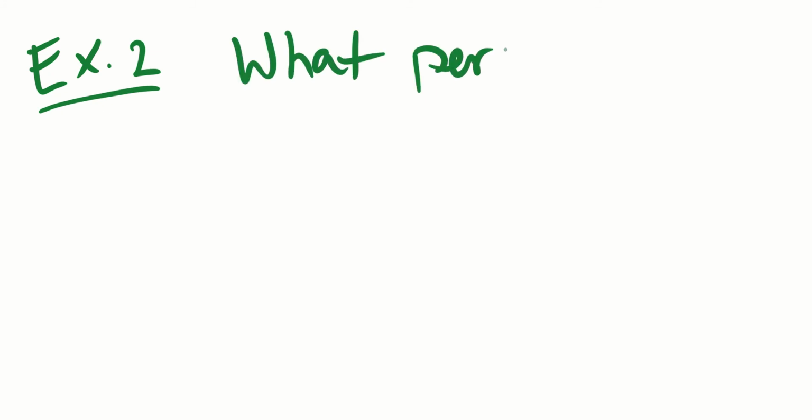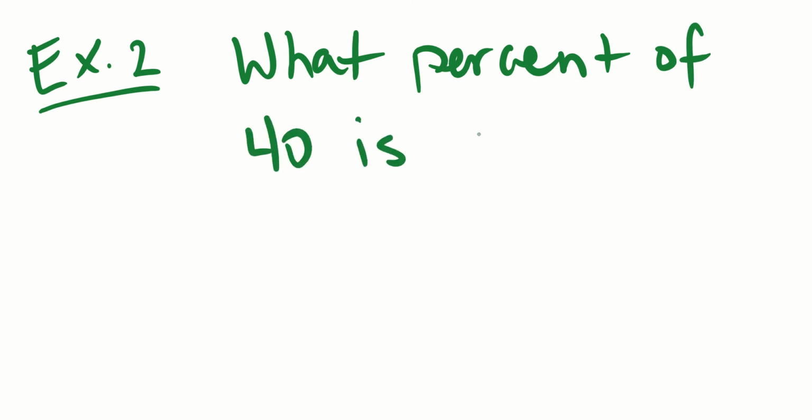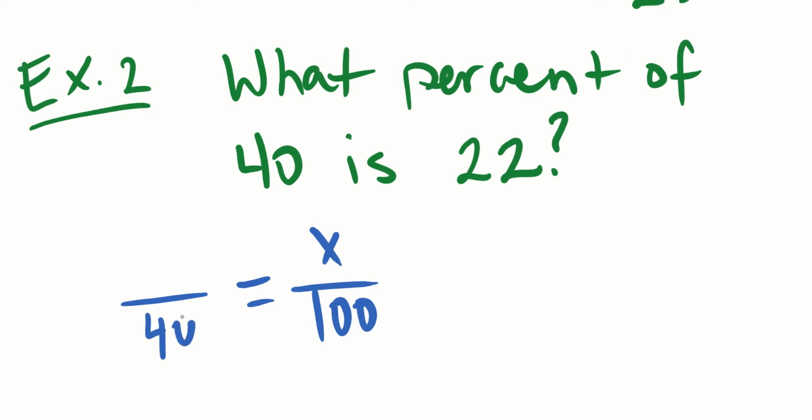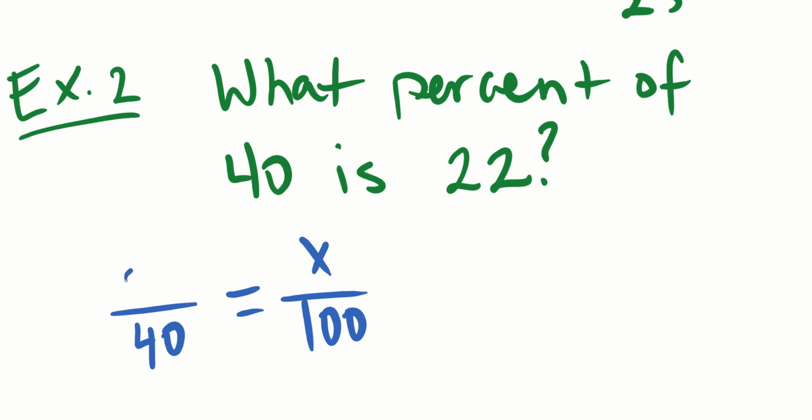Another example. What percent of 40 is, let's say, 22. So for this one, I'm looking for what percent, so that means I don't know the percent. I'll put that over 100. Of 40, "of" is the whole, so 40 is going to go on the bottom. "Is" 22, "is" is the part, so 22 is going to go on top.